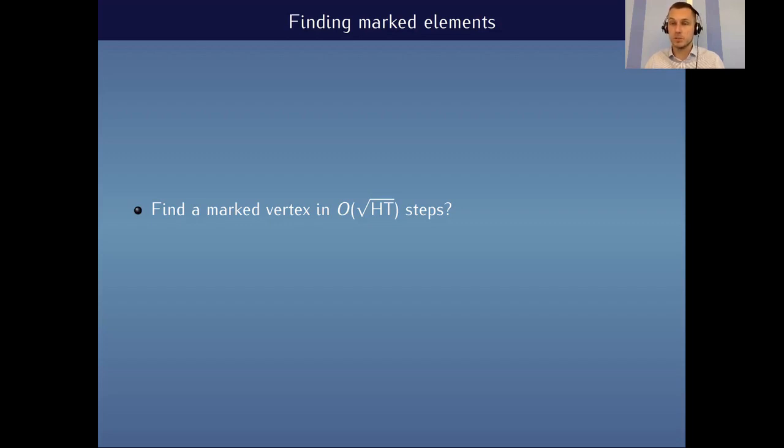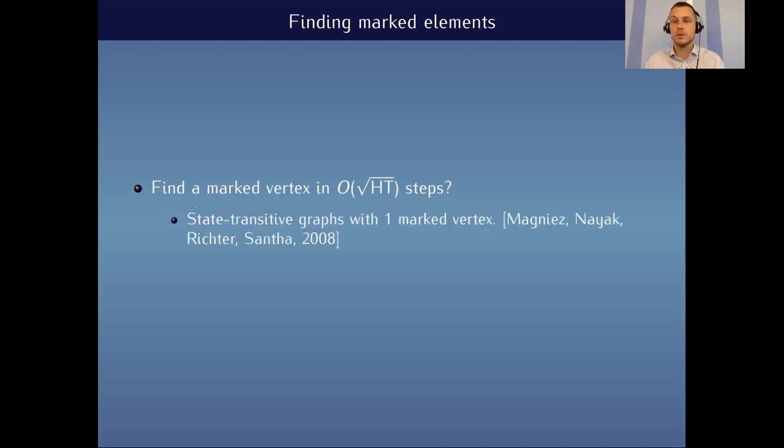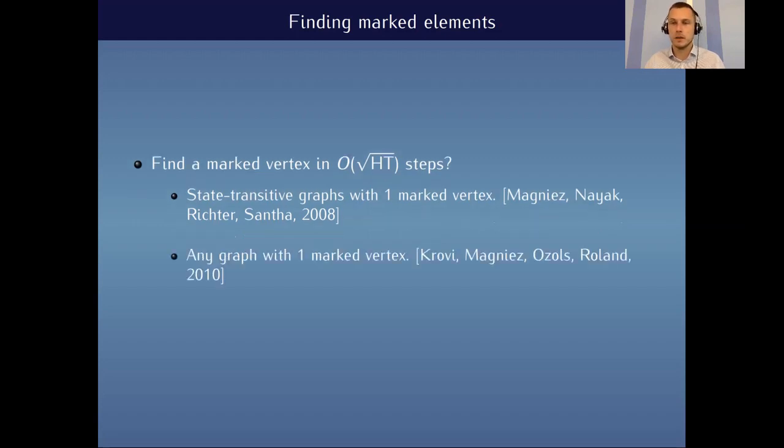So how do we solve the finding problem? How do we find a marked vertex in time square root of the classical hitting time? If there's only a single marked vertex, that case was subsequently solved, first in 2008 by Magniez, Nayak, Richter, and Santha for state-transitive graphs. In that setting, if there's only a unique marked vertex, it can be found quadratically faster than classically. And later Krovi, Magniez, Ozols, and Roland solved this case of a single marked element for any graph.